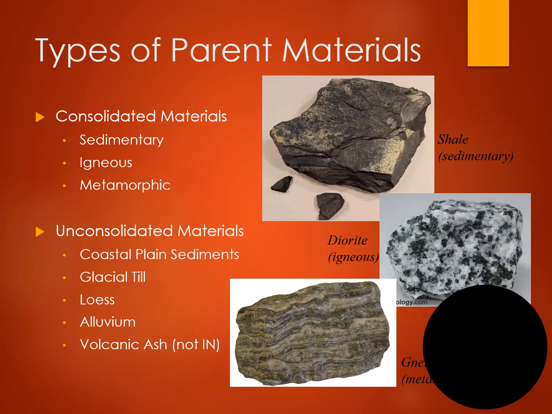And then we have unconsolidated materials. These are like our coastal plain sediments, our glacial till, our loess, our alluvium, which is water deposited, by the way. Loess is wind-blown silts. And volcanic ash is another example of an unconsolidated parent material that can form soils, but we don't have any volcanoes in Indiana. But I tell you what, if you find one, you let me know because I'd really like to see it.